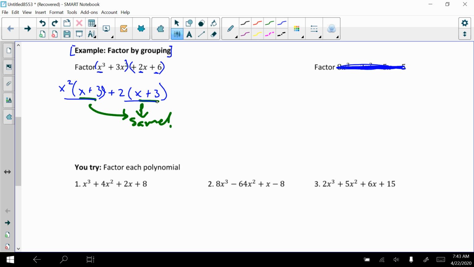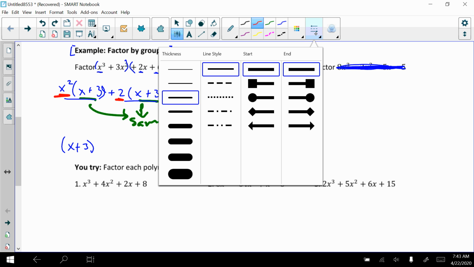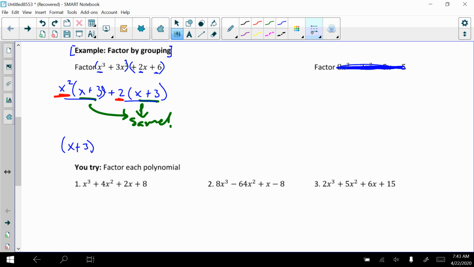If that doesn't make a ton of sense, I'll show you where you end up. Once you get your repeated factor, in this case it's x plus 3, my final answer is going to be x plus 3, the repeated factor, times the two greatest common factors that I pulled out put together. So let me show you what that looks like. I'm going to take the two GCFs that I pulled out, and I'm going to put those together. X squared plus 2. So this is my final answer. The final answer is going to be x plus 3 times x squared plus 2.